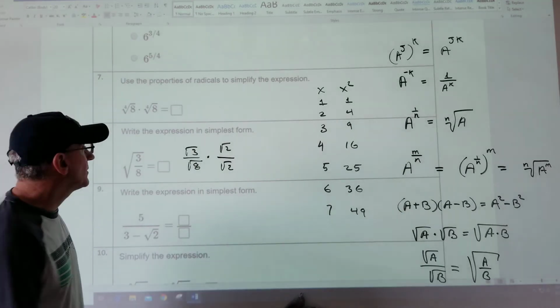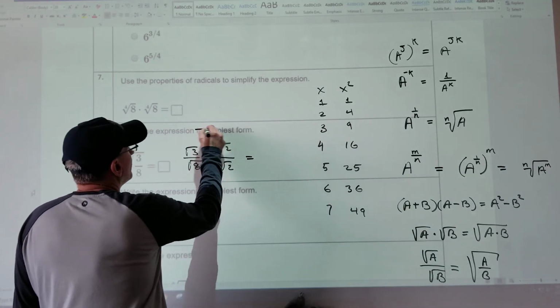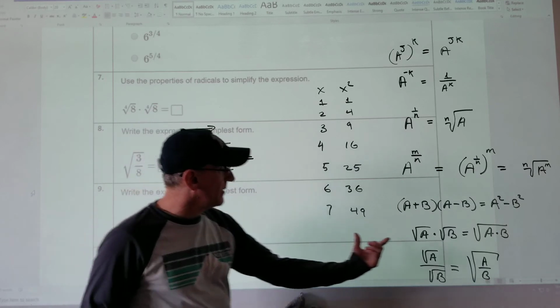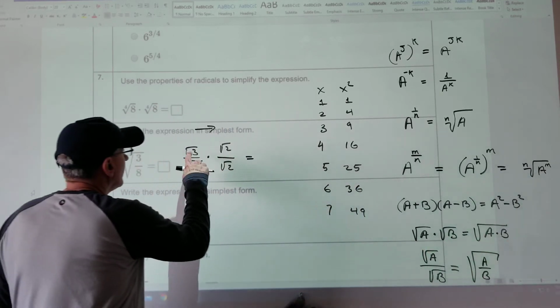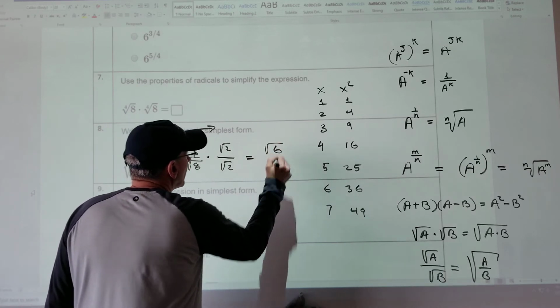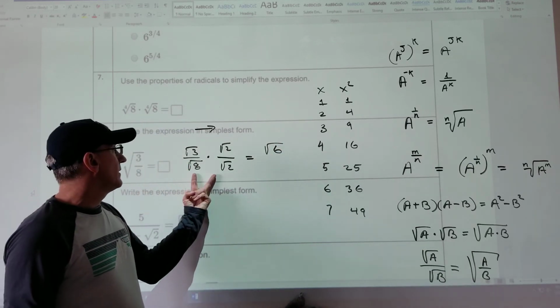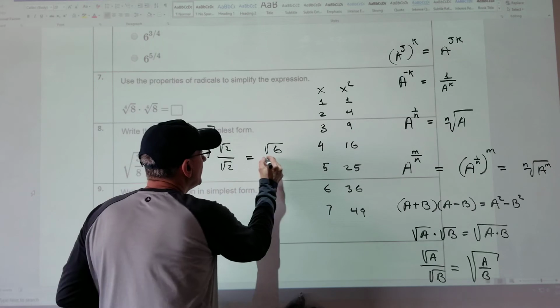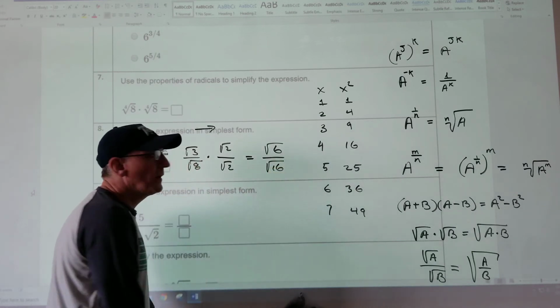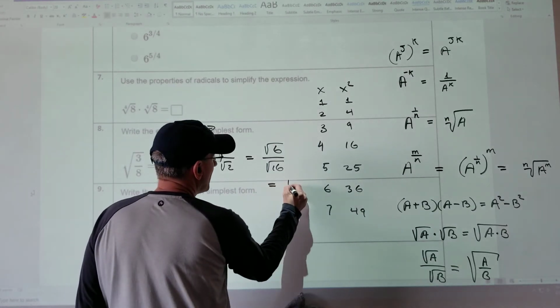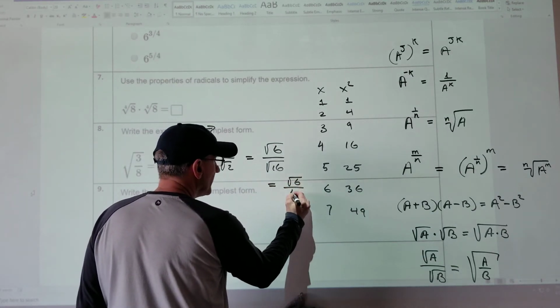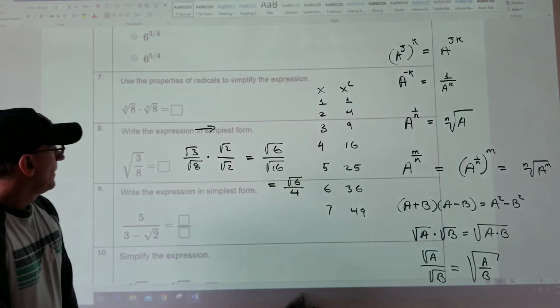And then you're going to multiply it on the top. And you're going to use this property right here, where you just write the square root of 3 times 2. And then on the bottom, you're going to multiply the 8 times 2. And look at that. The square root of 16 is 4. So you come up with root 16, or excuse me, root 6 over 4.